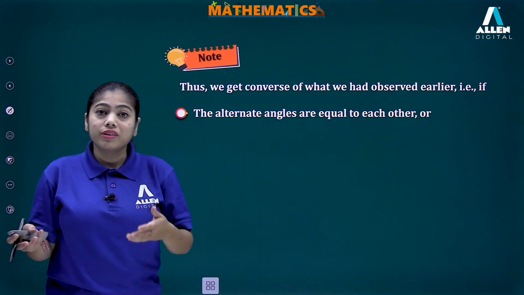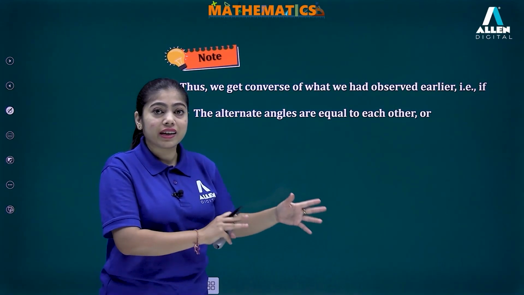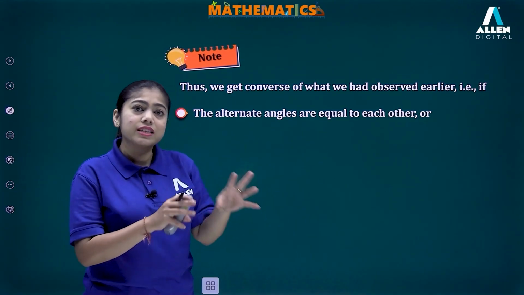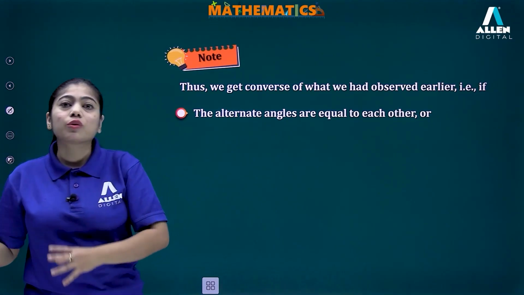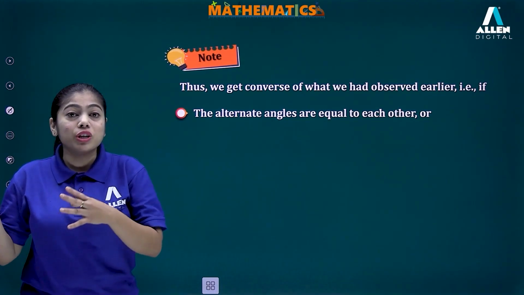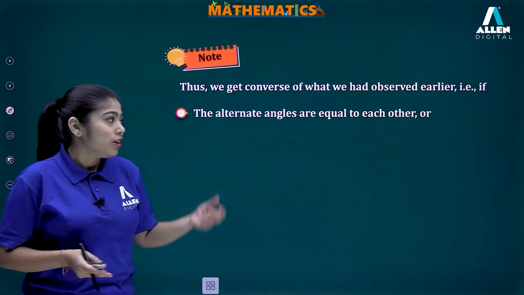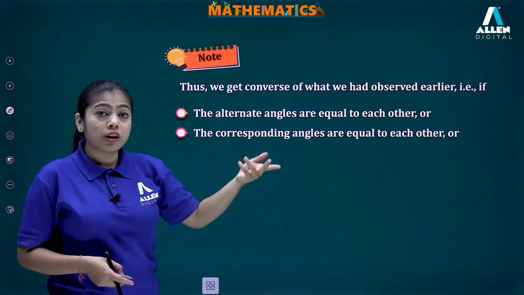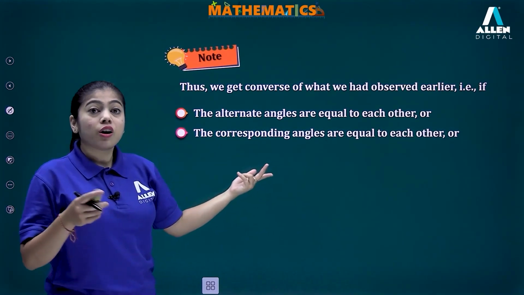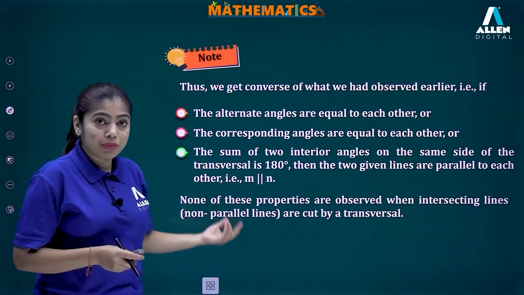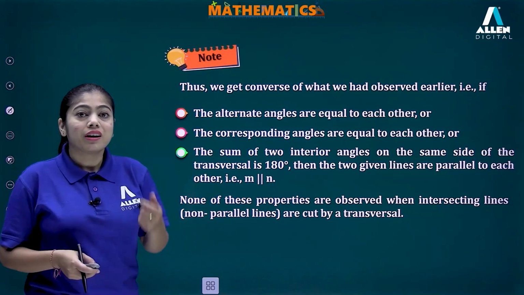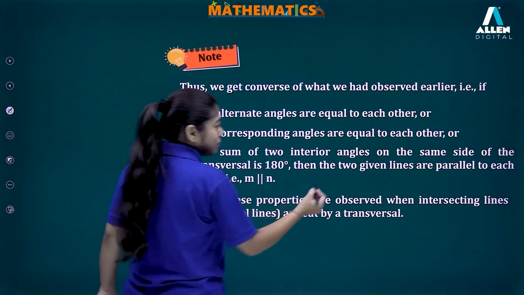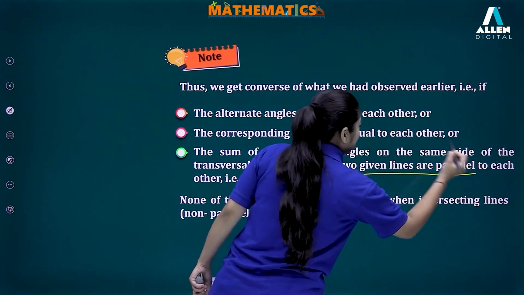In the earlier property, we said that when the lines are parallel, then alternate angles are going to be equal. So, what is the converse of it? If we find that in some figure the alternate angles are equal, then we are going to conclude that the lines are parallel. So, here the first one says that if the alternate angles are equal to each other, or if the corresponding angles are equal to each other, or if the consecutive interior angles are supplementary, then what conclusion can we make? We can easily prove that the two given lines are parallel.